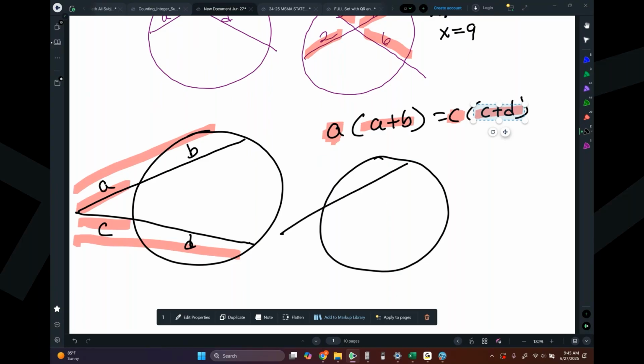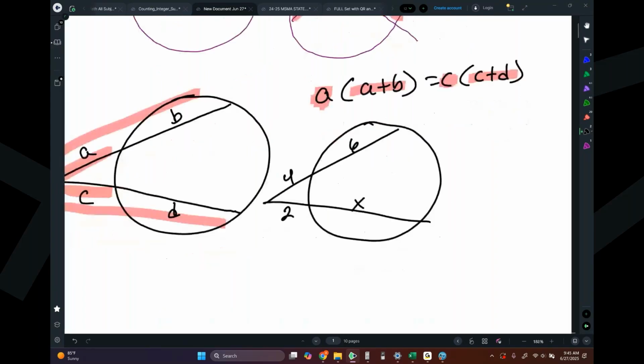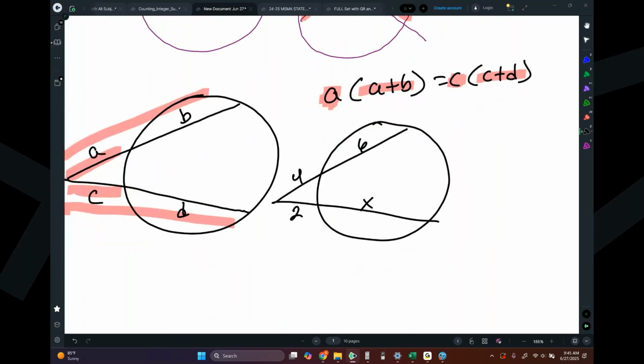So if I had one like this, and I said this was, I don't know, 4, and this was 6, and I said this is 2, and I said this is x. I'm going to show you a way to do this problem and save yourself a little bit of work. The formula says the outside 4 times the whole thing, which is 4 plus 6, is equal to the outside 2 times the whole thing, 2 plus x.